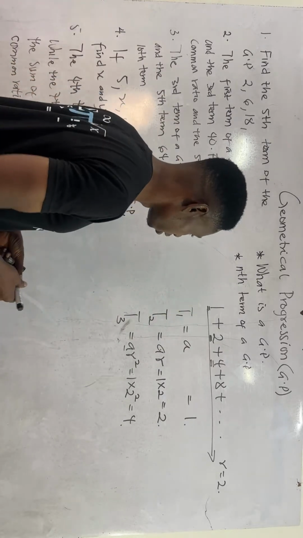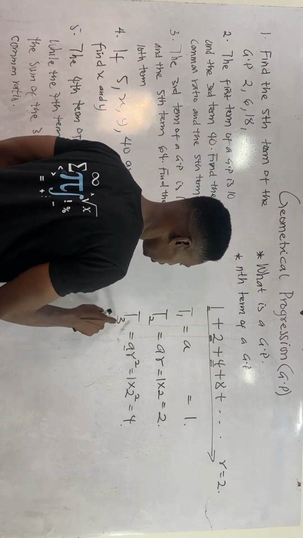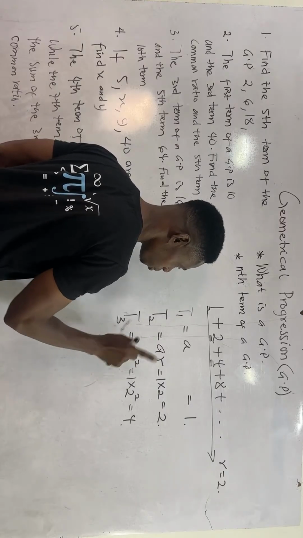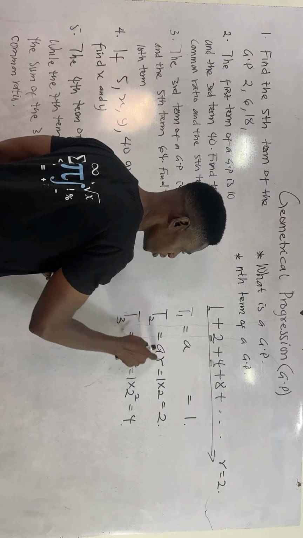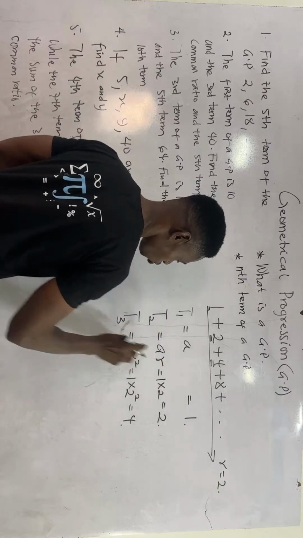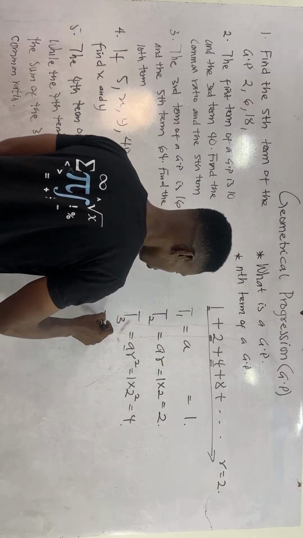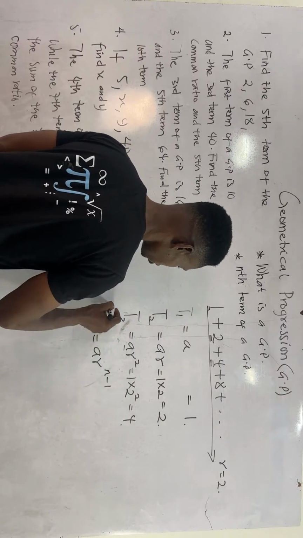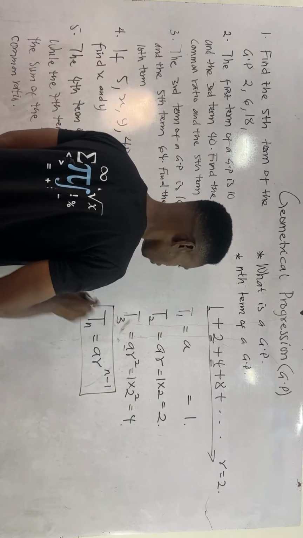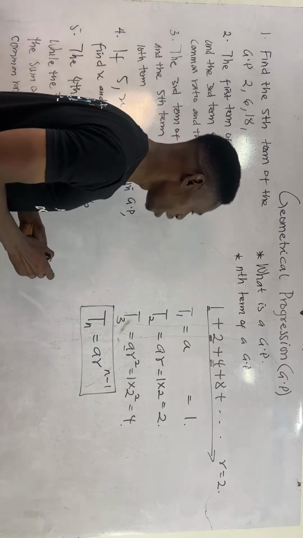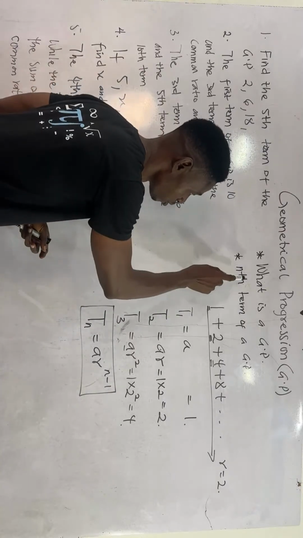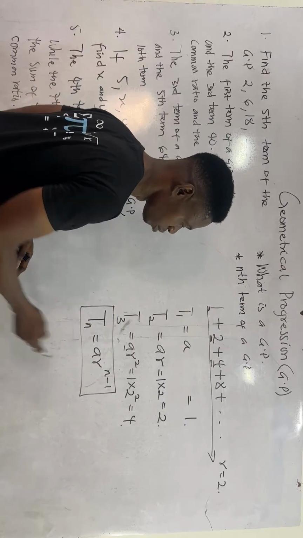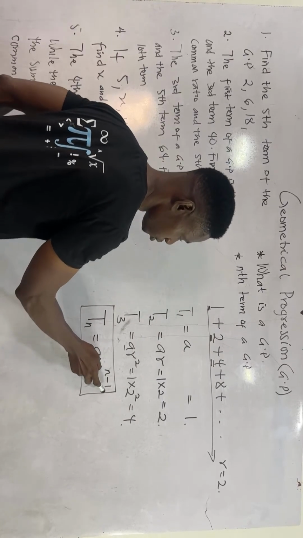Now, let's be general. For the third term, we're using R squared. 3 minus 1 is 2. For the second term, T2, we're using R to the power 1. So at the end of the day, we'll have our general formula: Tn equals AR raised to power n minus 1. So take down this formula. This is the formula for the nth term of a geometrical progression. Tn equals AR raised to power n minus 1.